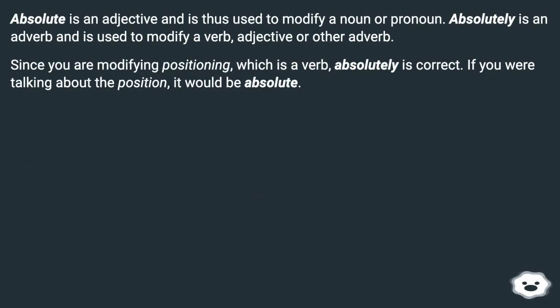Absolute is an adjective and is thus used to modify a noun or pronoun. Absolutely is an adverb and is used to modify a verb, adjective or other adverb. Since you are modifying positioning, which is a verb, absolutely is correct. If you were talking about the position, it would be absolute.